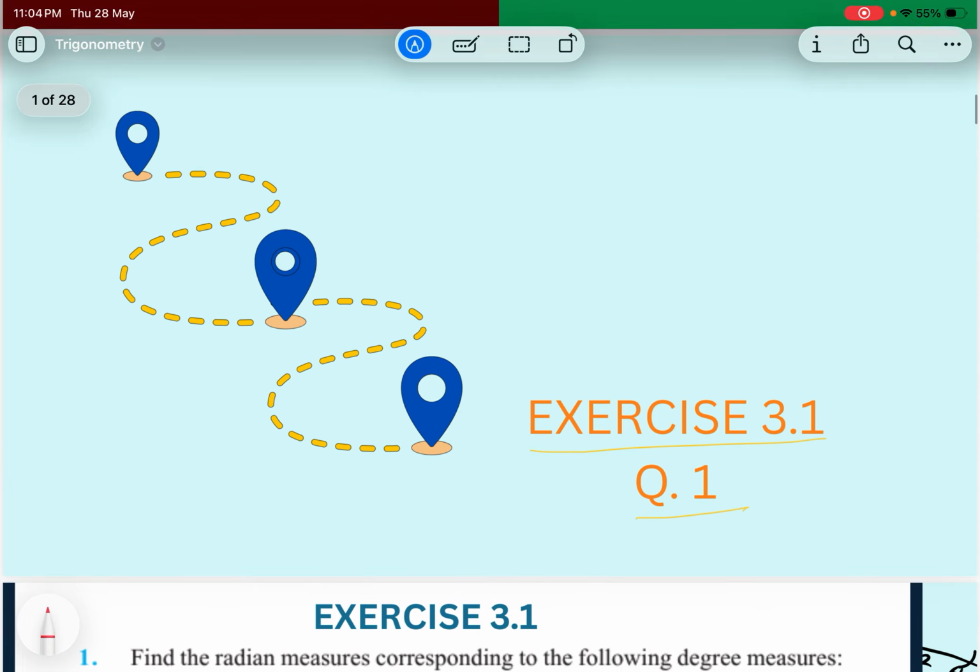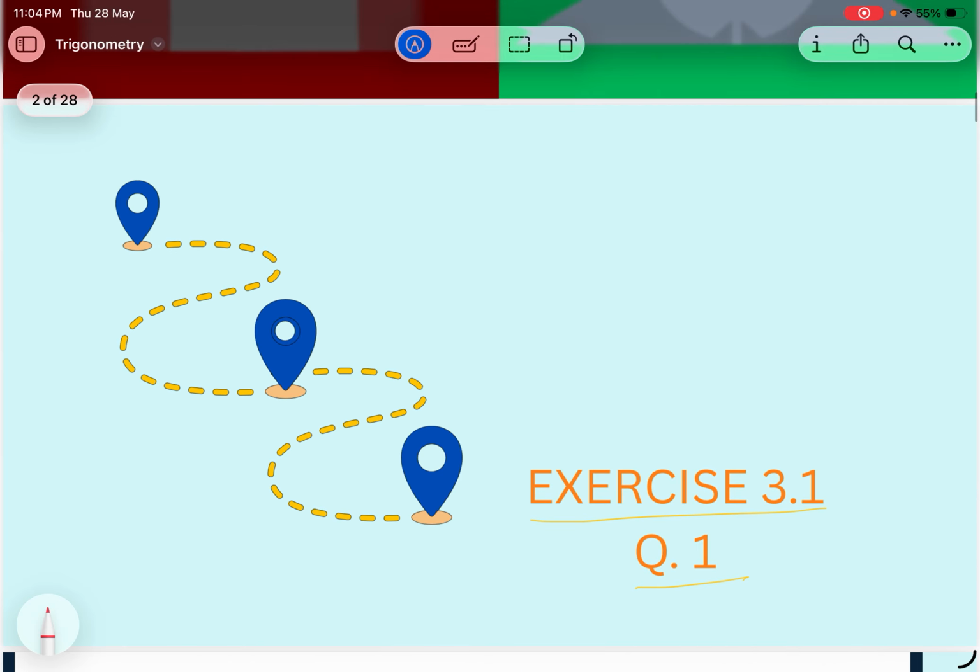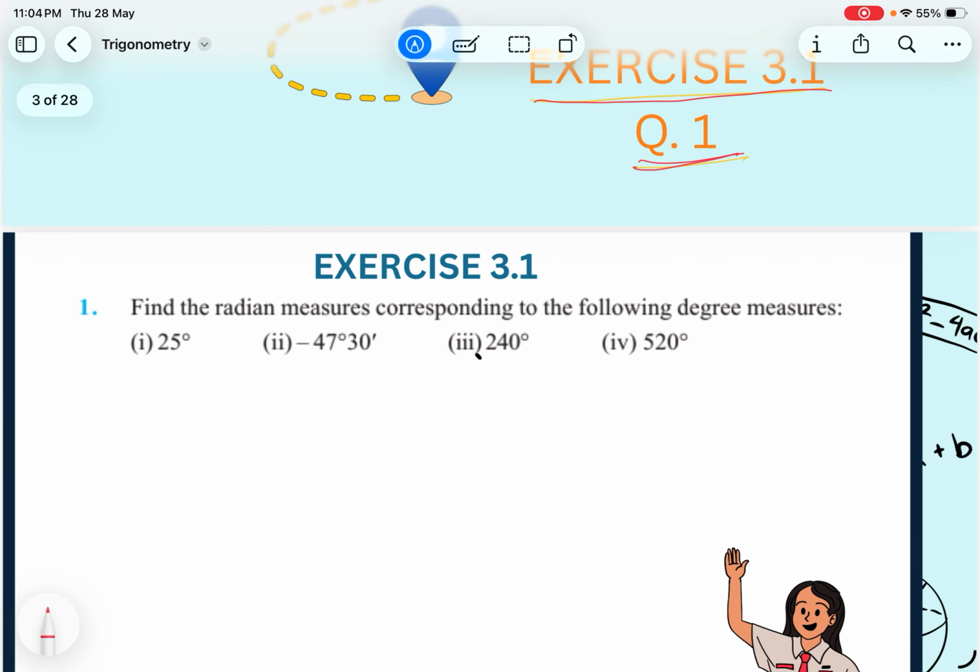Okay, so let's move. In this video we are going to solve exercise 3.1, question number 1, right? So here you see it's written: find the radian measure, corresponding to the following degree. This radian measure is very important. So let's understand what is radian measure.